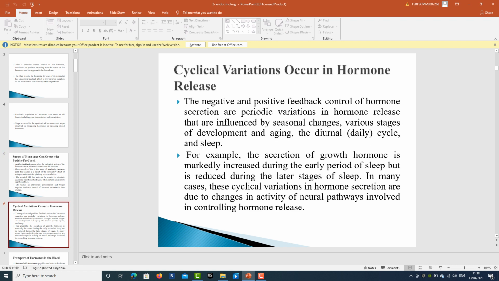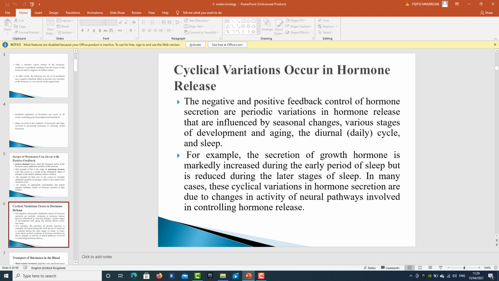Cyclical variations occur in hormone release. The negative and positive feedback control of hormone secretion are periodic variations in hormone release that are influenced by seasonal changes, various stages of development and aging, the diurnal daily cycle, and sleep. For example, the secretion of growth hormone is markedly increased during the early period of sleep but is reduced during the later stages of sleep.